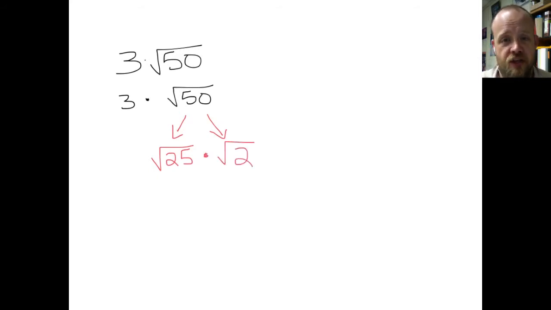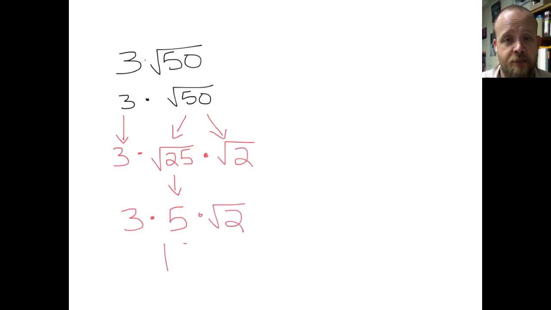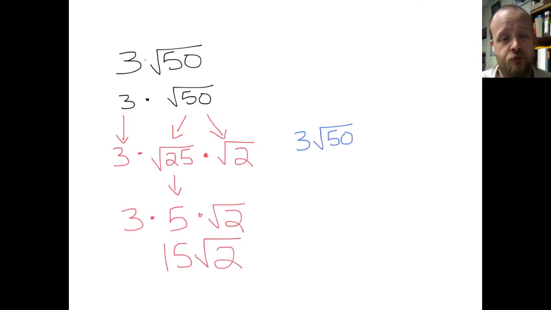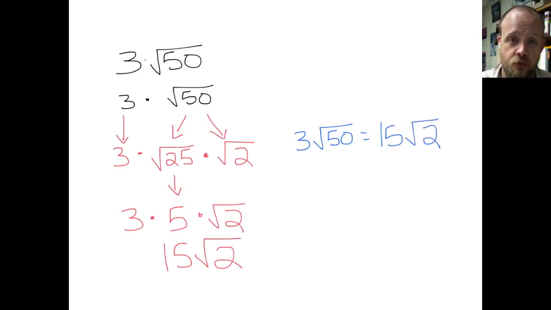Our 3 is just going to get carried down. So keep simplifying. The square root of 25 turns into just the number 5. We get 3 times 5 times the square root of 2, because the square root of 2 can't simplify. So we get 15 times the square root of 2. Since the square root of 2 is that decimal, once again, we'll leave it as our radical. We won't simplify it any further. So 3 radical 50 is equal to 15 times the radical of 2.